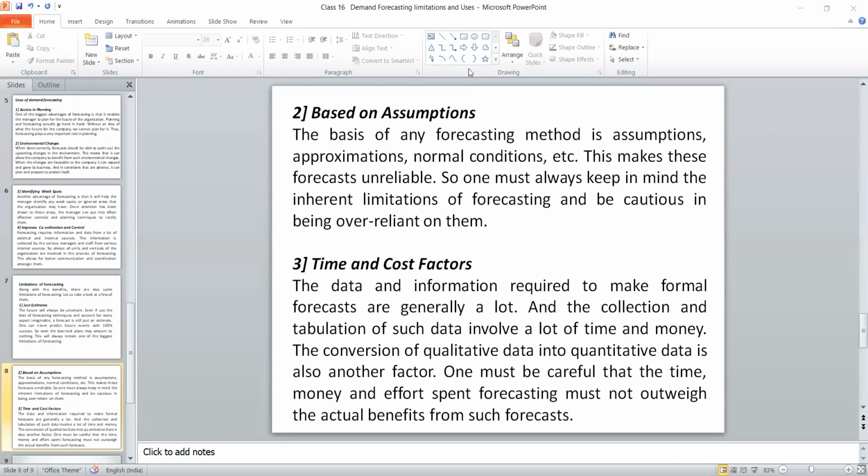So in this class, we have completed the case study as well as the uses and limitations of demand forecasting. With this, we are completing the second unit. In the next class, we will go to the third unit, about cost and production analysis. If you have any doubt, now you can ask.